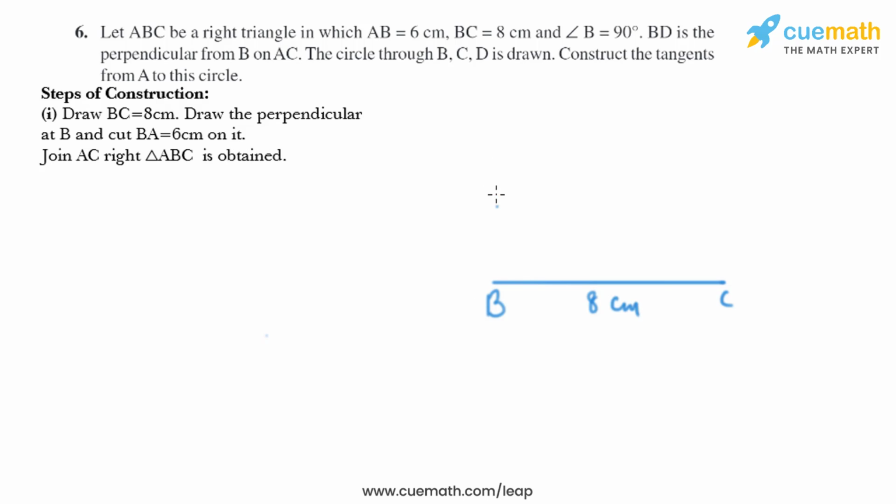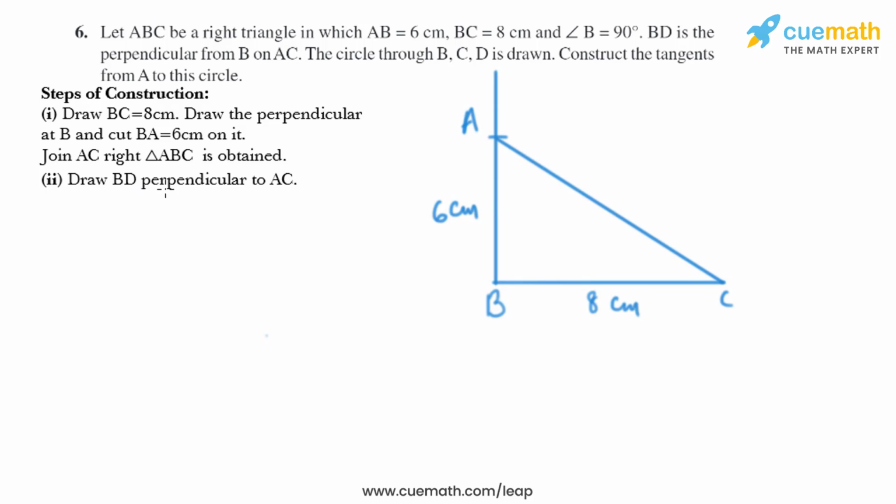So we need to draw a perpendicular at B like this. Then we'll draw BA equal to 6 cm on it. So we'll put the compass at B and measure the opening as 6 cm and draw an arc like this, and we'll mark the point of intersection as A. So BA is basically 6 cm and we'll join A and C. So we have got triangle ABC.